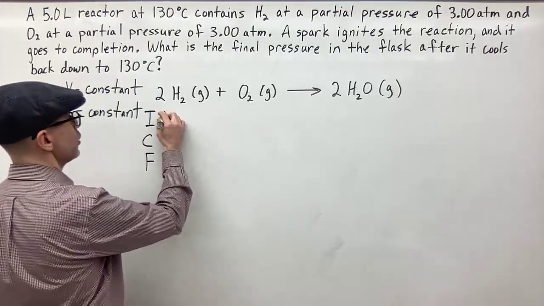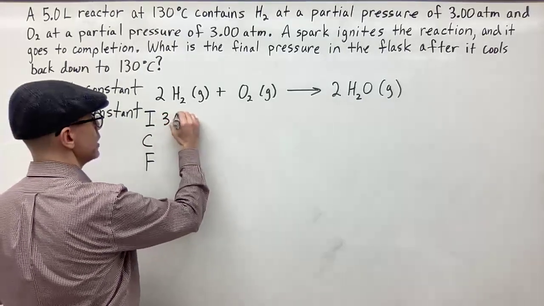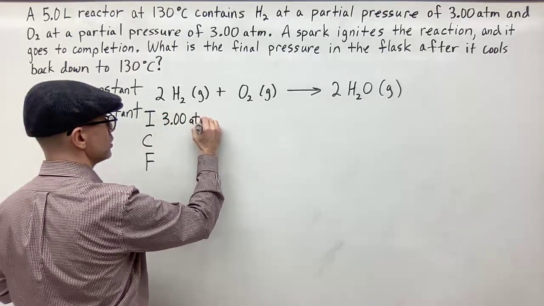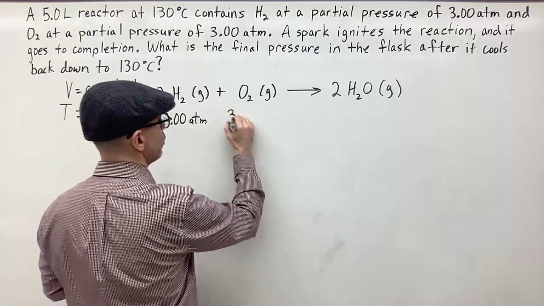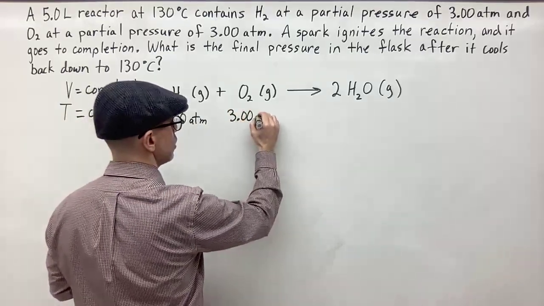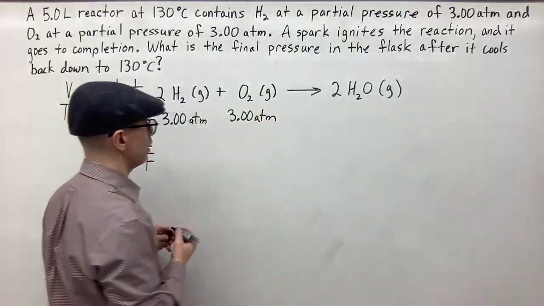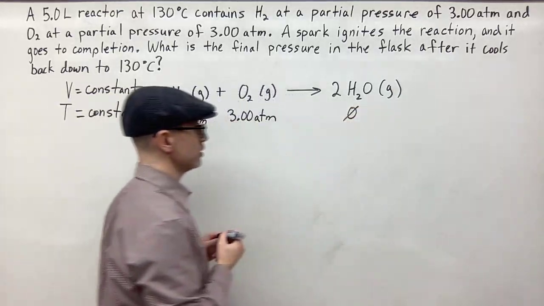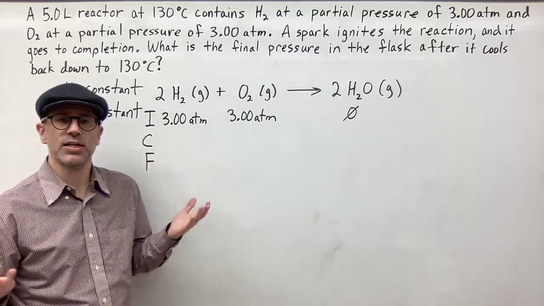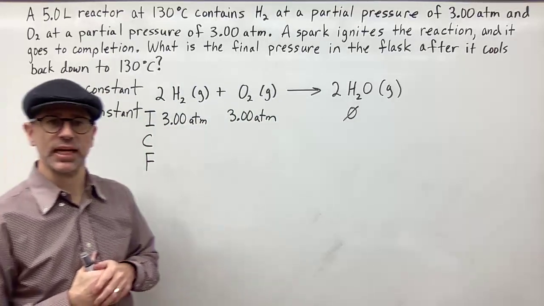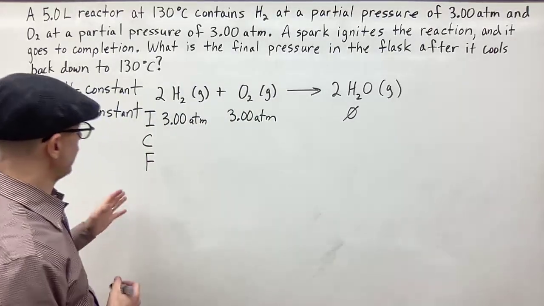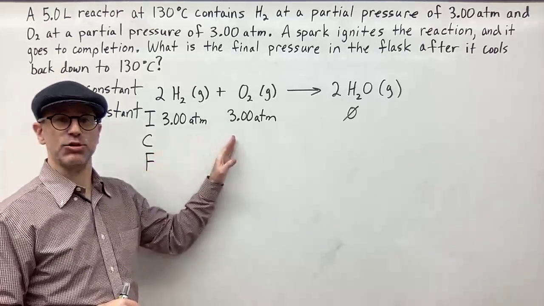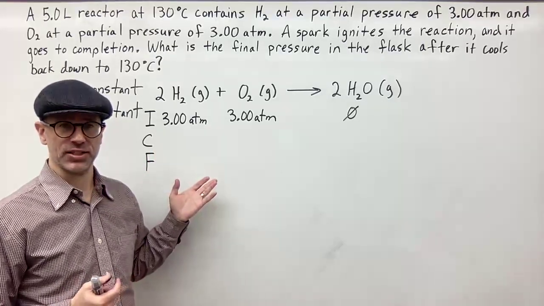Okay, so what do I start with? I start with 3.00 atmospheres of the hydrogen, and I have 3.00 atmospheres of oxygen, and I have 0 atmospheres of the water because no reaction has started yet in the beginning. Okay, now what do I do? Well, the next thing I need to do is figure out what the limiting reagent is.